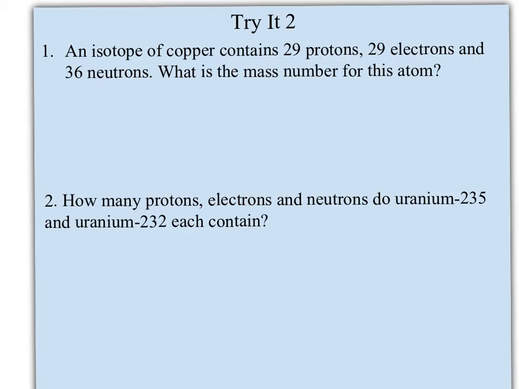Now when we do this try, it says an isotope of copper contains 29 protons, 29 electrons, and 36 neutrons. What's the mass number? Well, mass number is always your protons plus your neutrons. So in this case, it's 29 plus 36. We really didn't need to know there's 29 electrons. When I add those up, I get a mass number of 65.